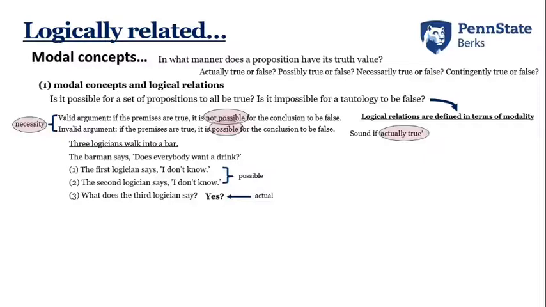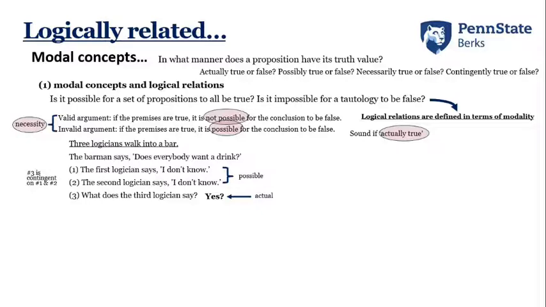So if the third logician heard the first logician say, "Yes, I want a drink," and the second one, "Yes, I want a drink," he knows he wants a drink, so now he can answer the question, "Does everybody want a drink?" Yes. It becomes actual.